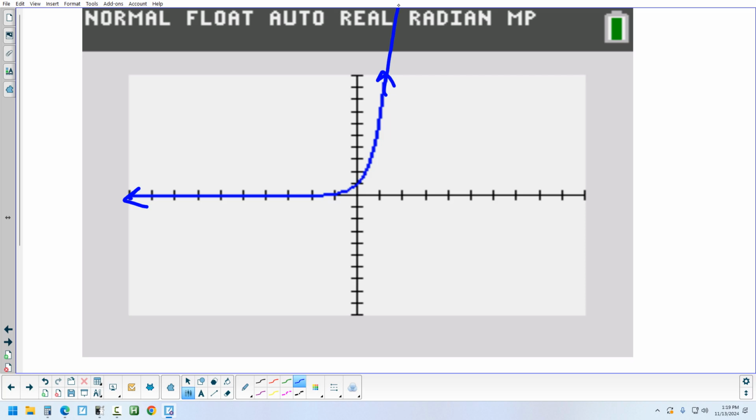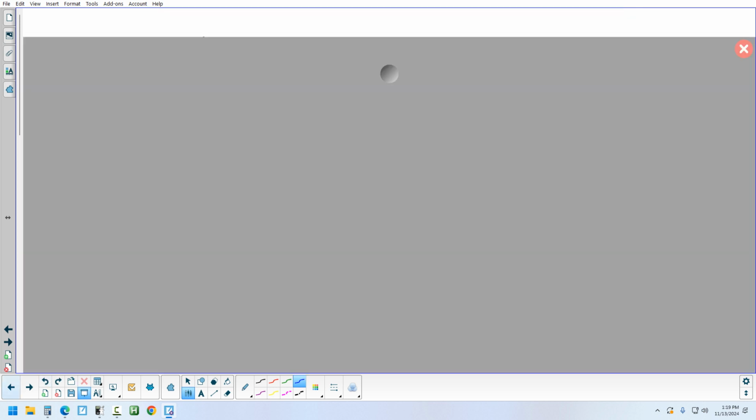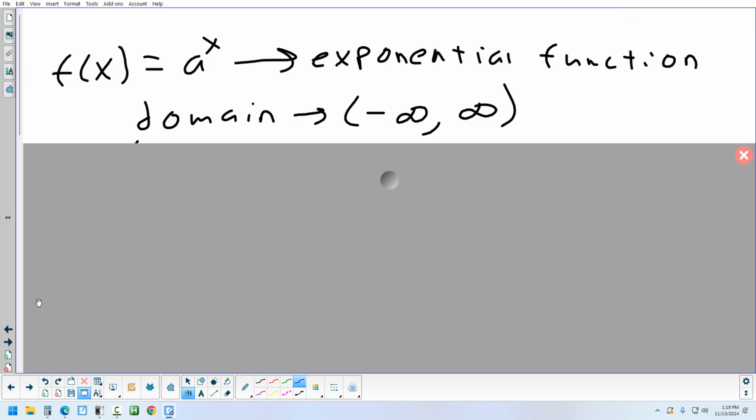So what do you think the domain is? How far left and how far right does that blue graph go? Infinitely right and negative infinity left. Yeah, negative infinity to infinity. That's the domain of that. Negative infinity to infinity. Yep. That does mean all real numbers.